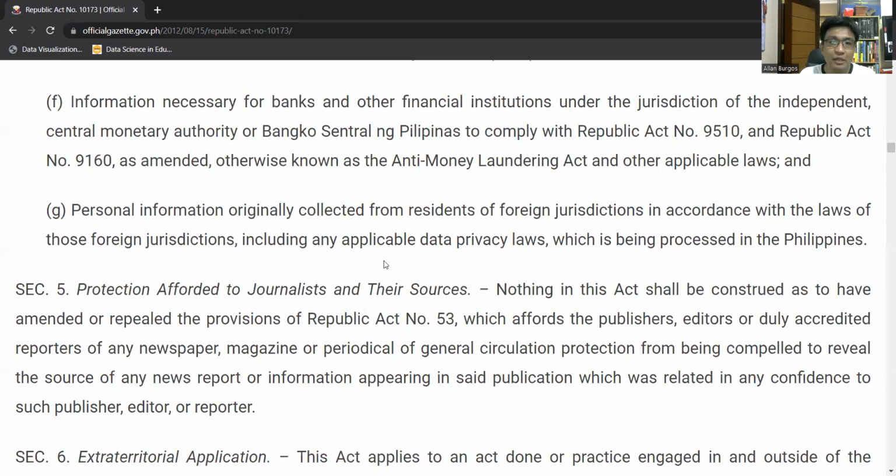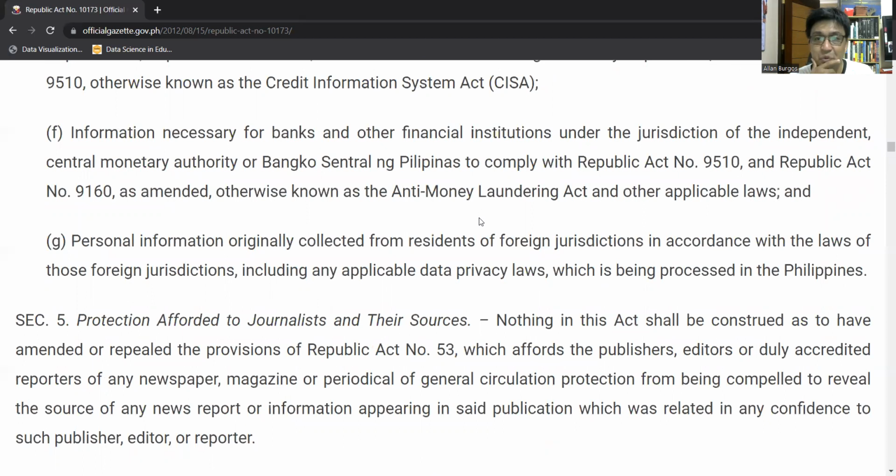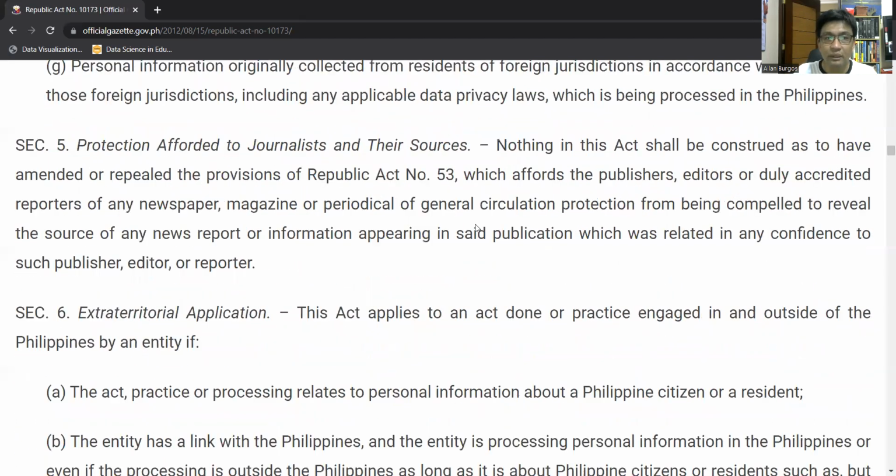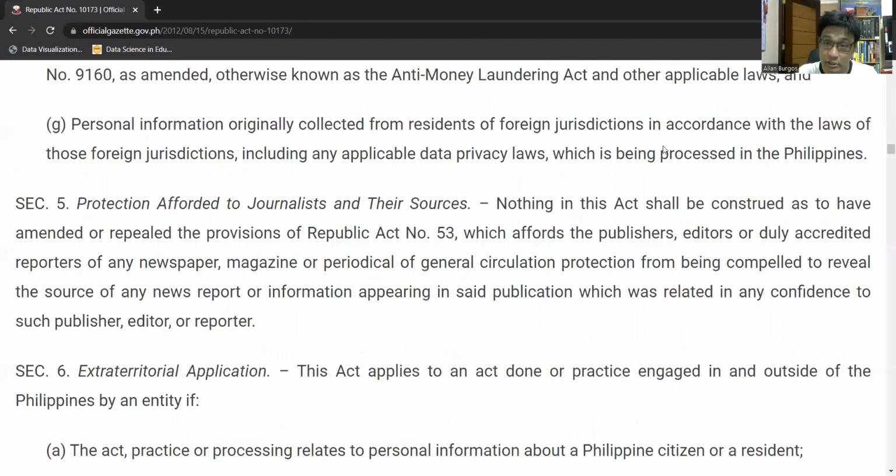Letter F. Information necessary for banks and other financial institutions under the jurisdiction of the Independent Central Monetary Authority or Bangko Sentral ng Pilipinas to comply with Republic Act number 9510 and Republic Act number 9160 as amended, otherwise known as the Anti-Money Laundering Act and other applicable laws. Letter G. Personal information originally collected from residents of foreign jurisdictions in accordance with the laws of those foreign jurisdictions, including any applicable data privacy law, which is being processed in the Philippines.